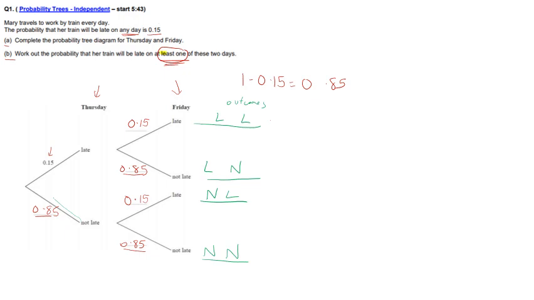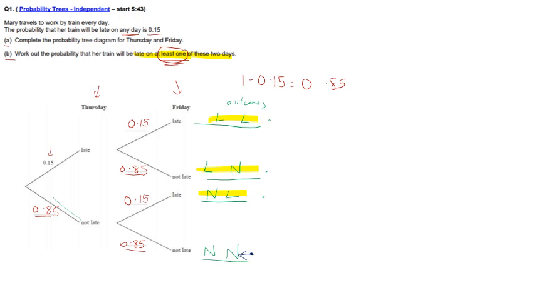What am I looking for? I'm looking for that they'll be late on at least one of these 2 days. So this is late on one day, this is late on one day, but because it says at least once, we can also include this one here. So there's 2 ways we can do it. We could either find the probability of this one, and this one and add them up, but I'm a bit lazy. I know that all 4 of the probabilities should add up to 1, so I'm going to find out what the probability of this one is and then take it away from 1.